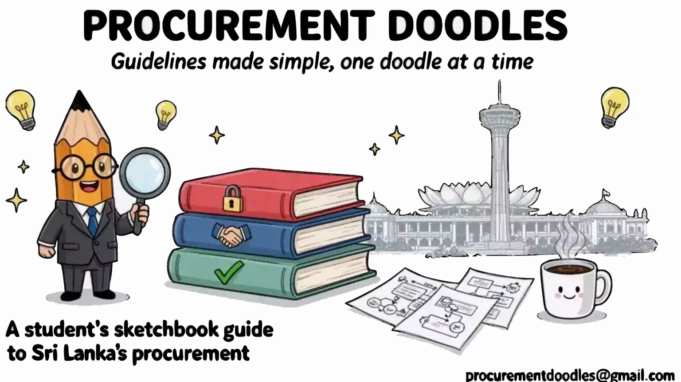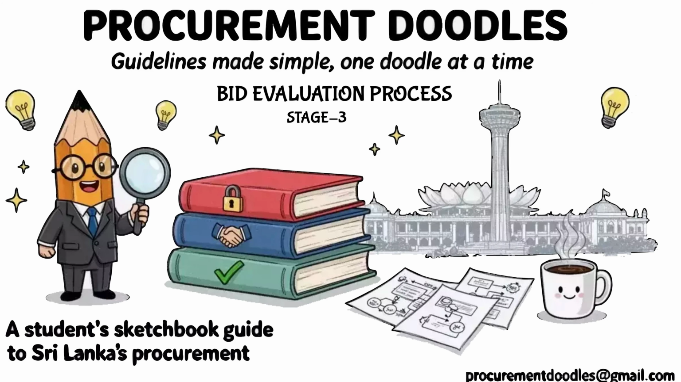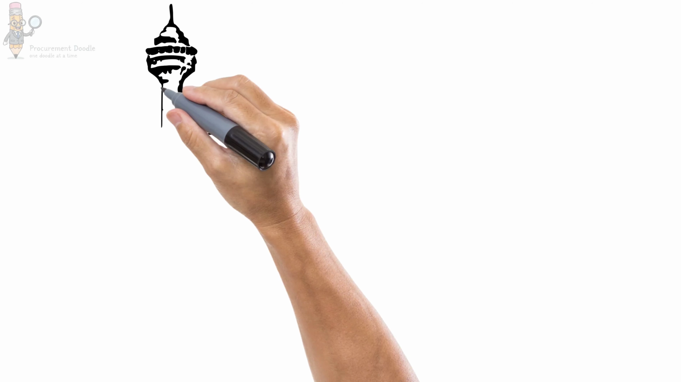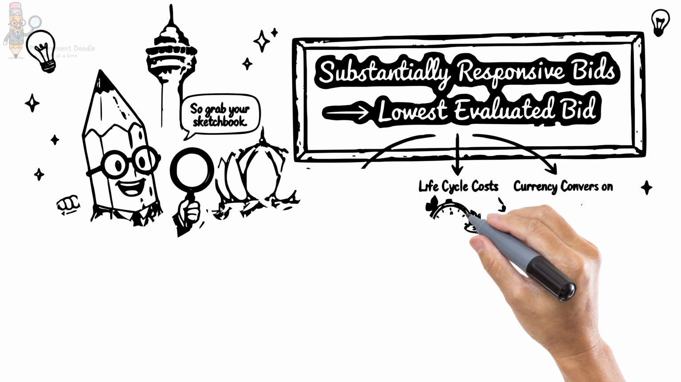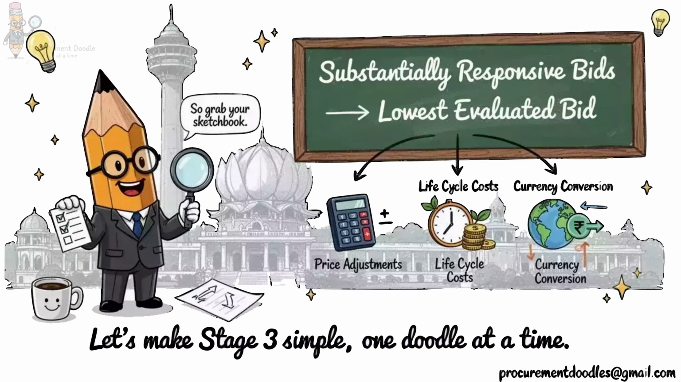We've completed Stage 2, eligibility, responsiveness, and deviations. Now it's time to move forward. In this video, we begin Stage 3, the detailed bid evaluation process. This is where we take the substantially responsive bids and compare them. Price adjustments, life cycle costs, currency conversion, and all the steps that lead us to the lowest evaluated bid. So grab your sketchbook. Let's make Stage 3 simple, one doodle at a time.